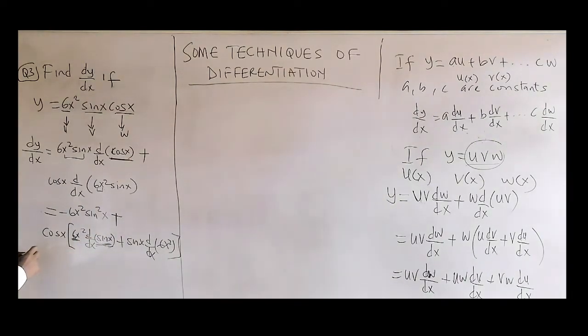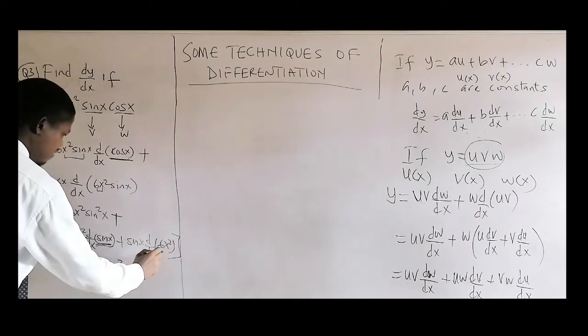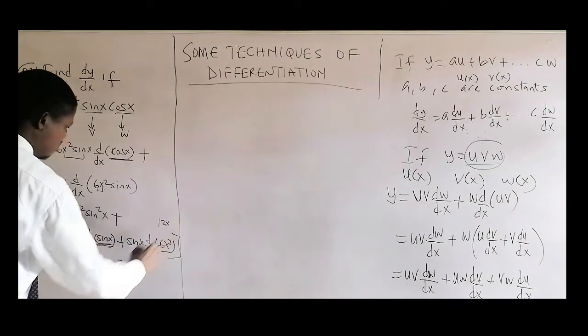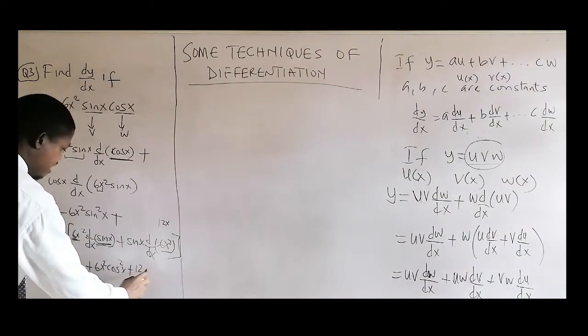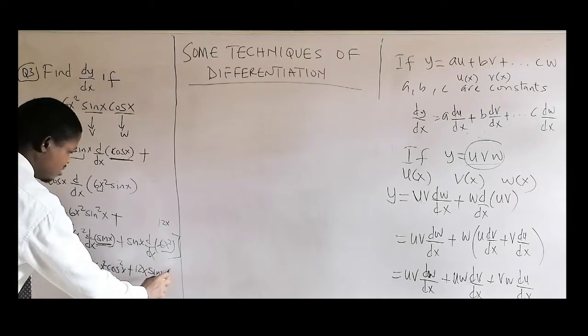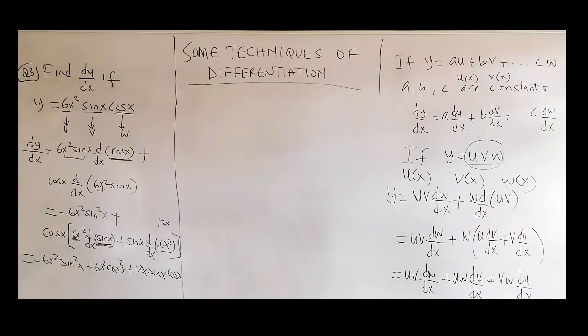Then let's open the bracket and differentiate what we have inside there. So that will be minus 6x squared sine squared x. The derivative of sine is cos, so cos times cos. That will give us plus 6x squared cos squared x times this one. And then plus the derivative of 6x squared, which is 12x. So sine times cos, that's 12x sine x cos x.